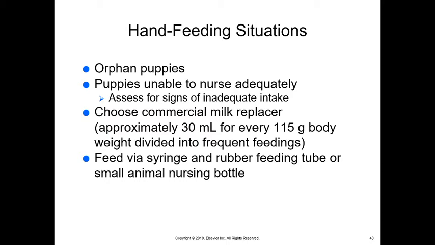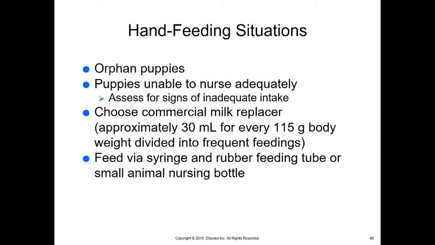You want to choose a commercial milk replacer, and it's approximately 30 mils for every 115 grams of body weight, divided into frequent feedings. So you want to mix that up just a little bit at a time because you don't want to store it for very long. It goes bad pretty quickly.